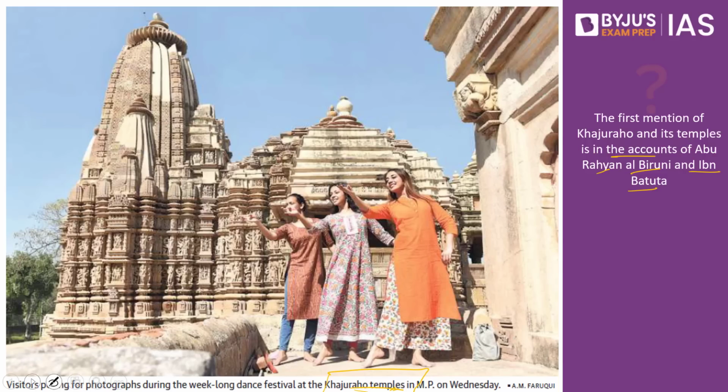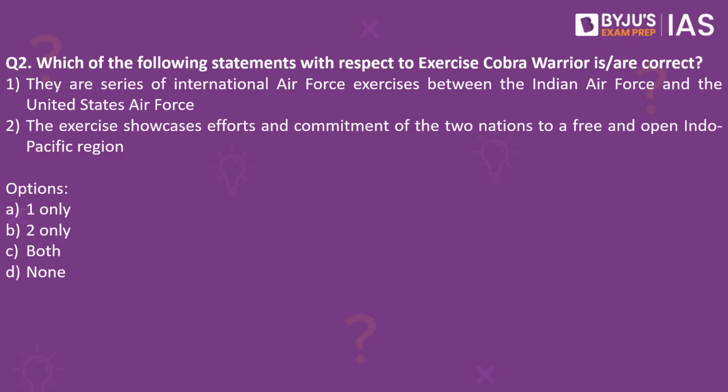Now let's look into the next practice question. Which of the following statements with respect to exercise Cobra Warrior are correct? They are a series of international Air Force exercises between the Indian Air Force and the United States Air Force. The exercise showcases the efforts and commitment of the two nations to a free and open Indo-Pacific region. Which of the statements are correct with reference to exercise Cobra Warrior? The answer to this is none.